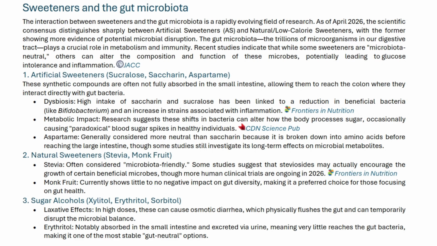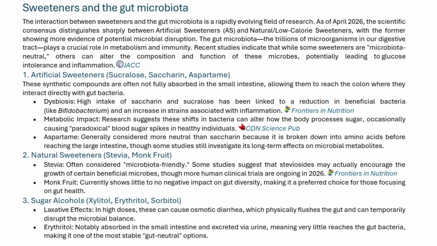Dysbiosis. High intake of saccharin and sucralose has been linked to a reduction in beneficial bacteria, like Bifidobacterium, and an increase in strains associated with negative effects. Research suggests these shifts in bacteria can alter how the body processes sugar, occasionally causing paradoxical blood sugar spikes in healthy individuals. Aspartame. Generally considered more neutral than saccharin because it is broken down into amino acids before reaching the large intestine, though some studies still investigate its long-term effects on microbial metabolites.